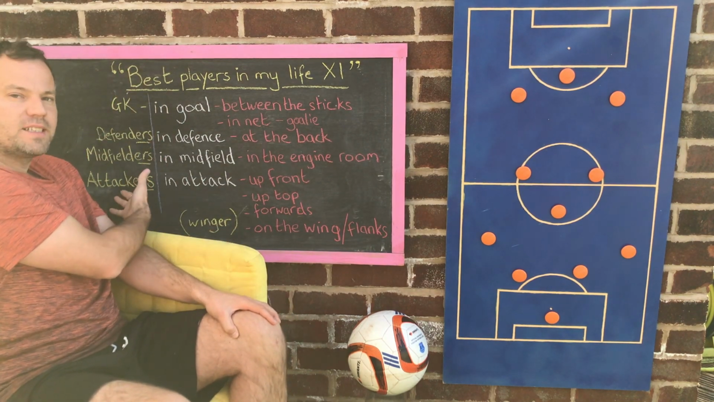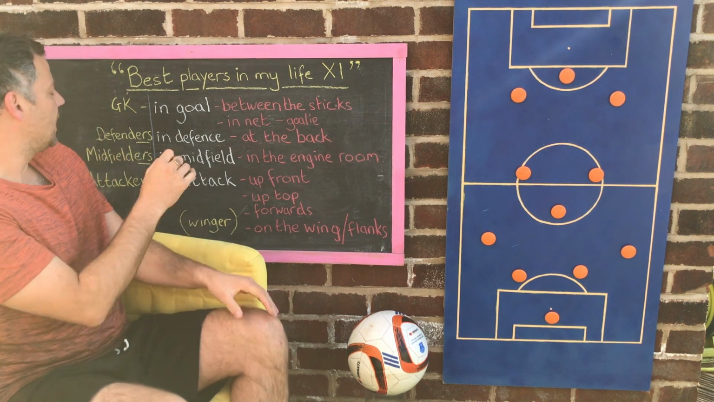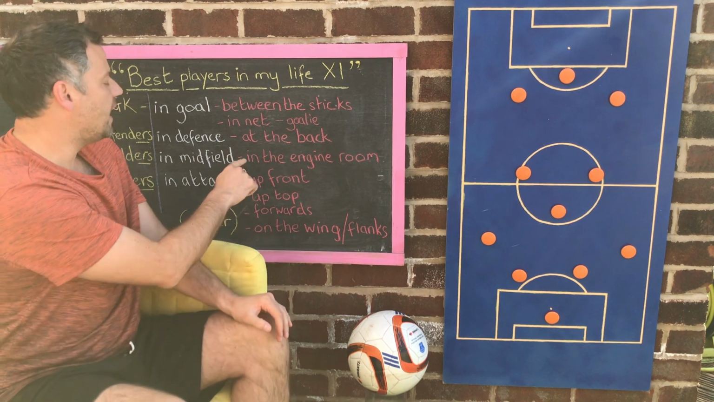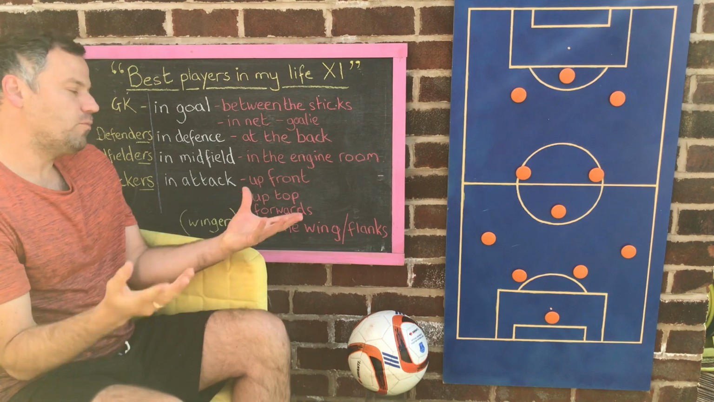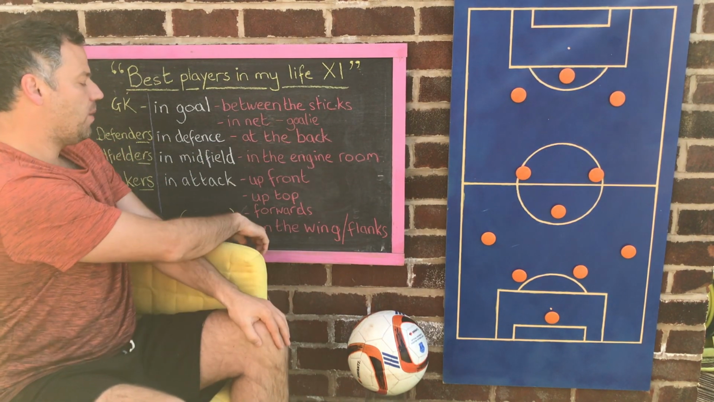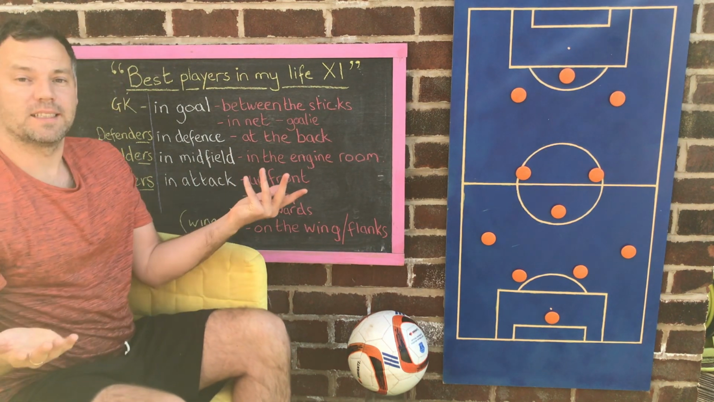So attackers, another word is maybe forwards or strikers, and they play in attack. In spoken English, you can say up front or up top. And then we also have wingers, so they play on the side, they play on the wing or on the flanks, and they are called wingers.